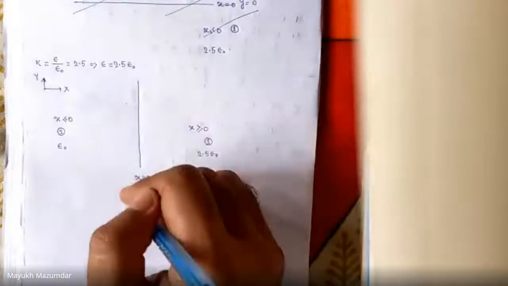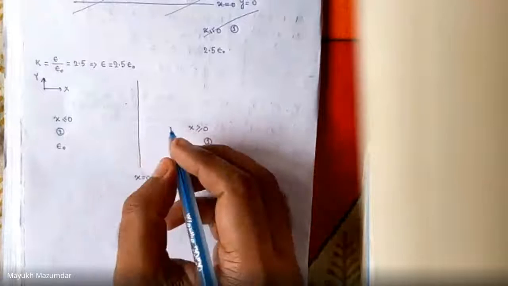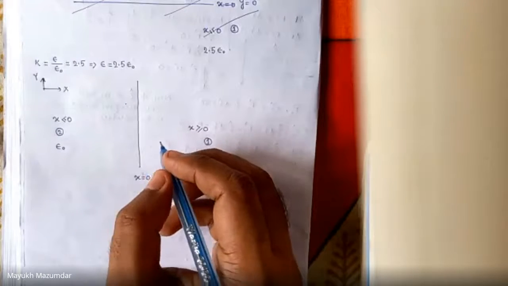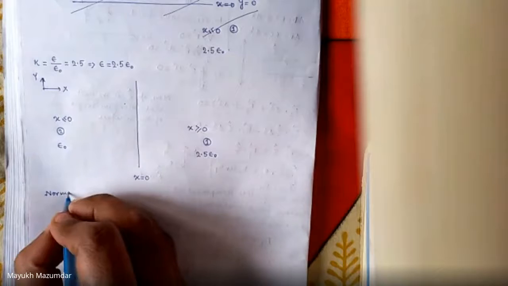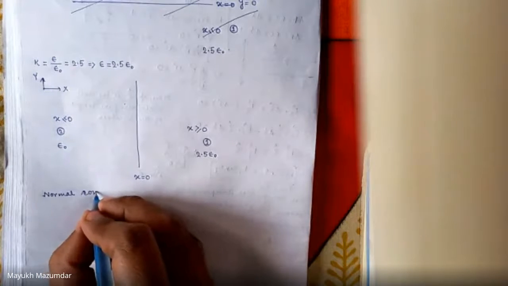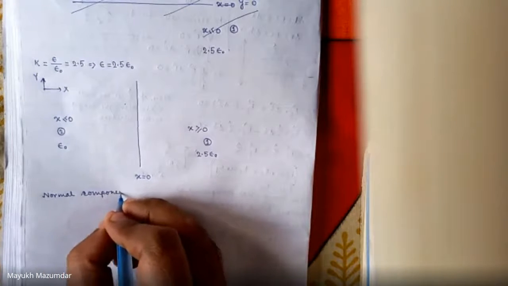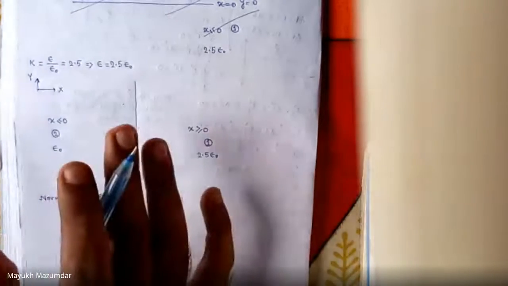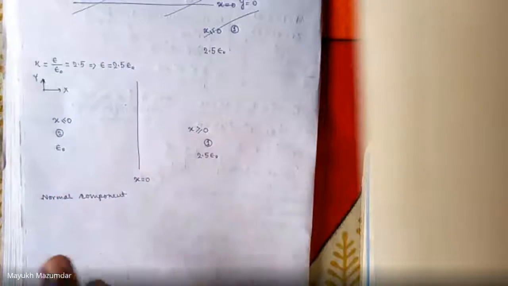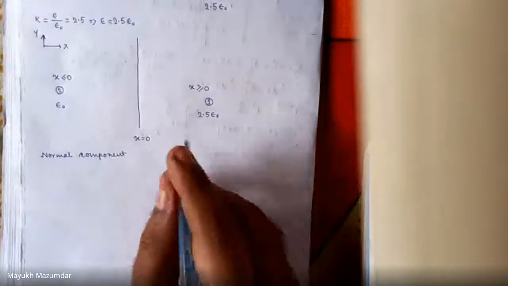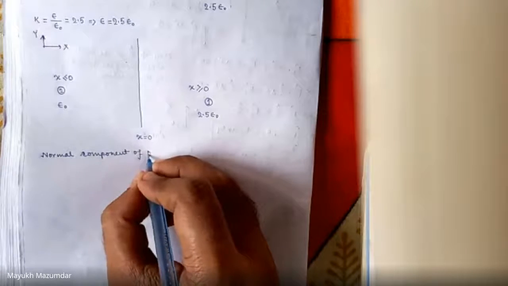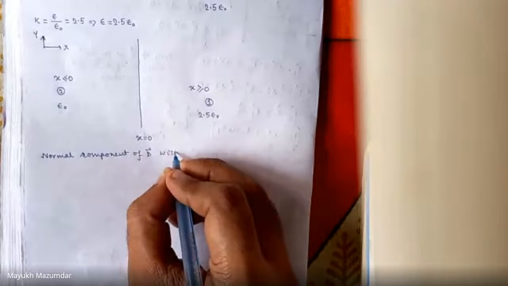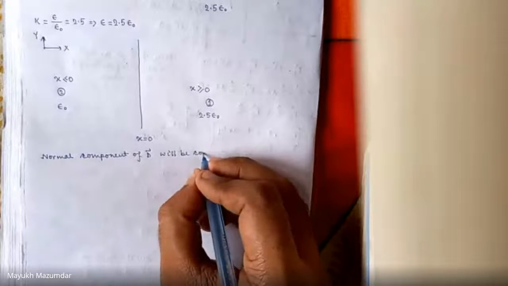So what is the normal component? Normal to the interface. What is the normal component? And see, there is no mention of free charges. That means free charges are absent. Sigma is 0. We can assume that. So the normal component of D will be continuous.